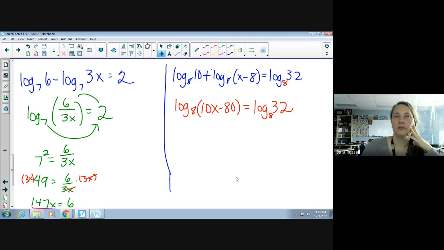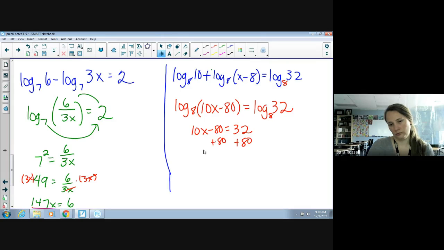Are we going to write this problem as an exponent? No, what do we need to do in this problem? Look at how it's set up. We're going to drop our logs. We got log equals log, so the logs get dropped. So we just have 10x minus 80 equals 32. Y'all can solve from here.